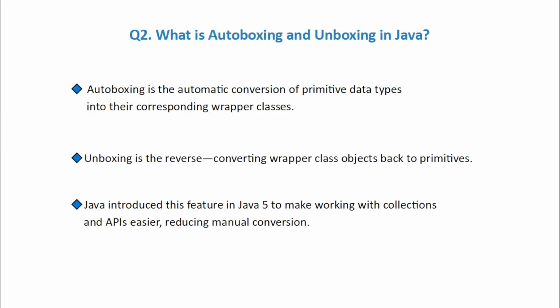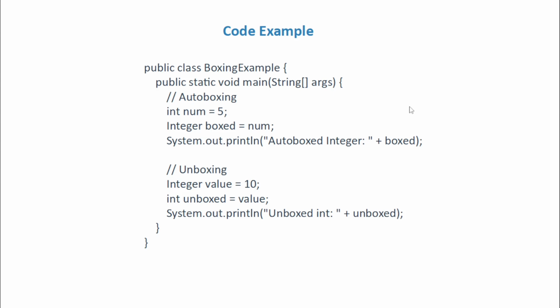Now let's talk about unboxing. Unboxing is the reverse, which means Java converts the wrapper class object back into a primitive type automatically when needed. In this example, we have a public class BoxingExample, and here we have this main method. Then we declare a primitive int variable with the value 5, and here num is automatically converted to an Integer. Now we will print the autoboxed value here, and in unboxing we are creating an Integer object, and here we are converting this Integer value to int, and then we print the unboxed value here.